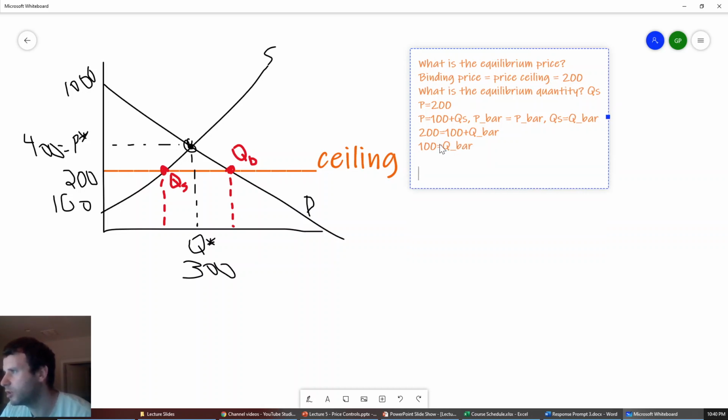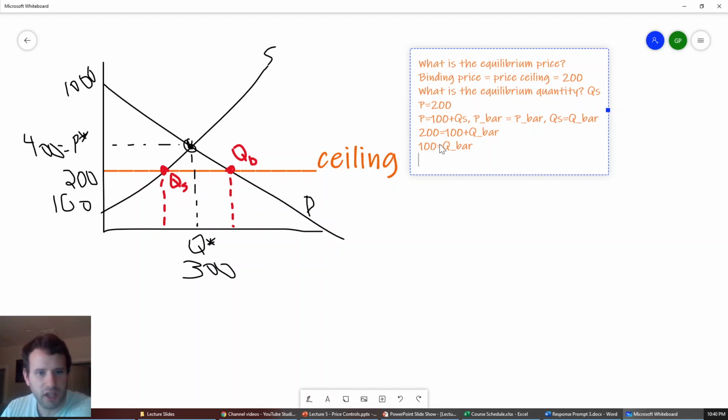Q bar. So the intersection between the price ceiling and the supply curve is Q bar equals 100, P bar equals 200. Okay? There's no way to check this, but it is also pretty straightforward. Basically, you're just solving for Q once you plug in the value for the price ceiling. Okay, it's pretty straightforward.